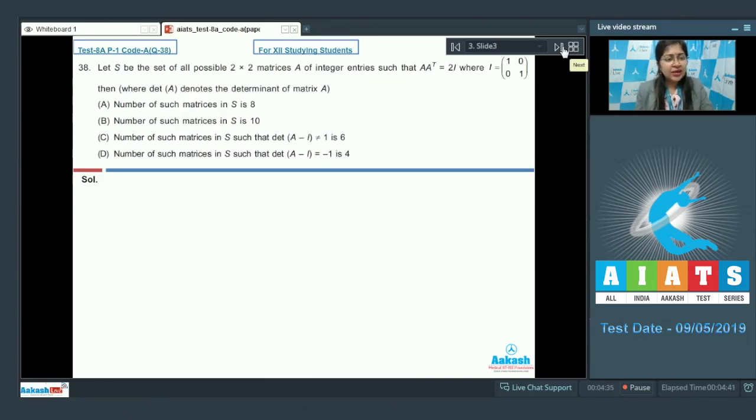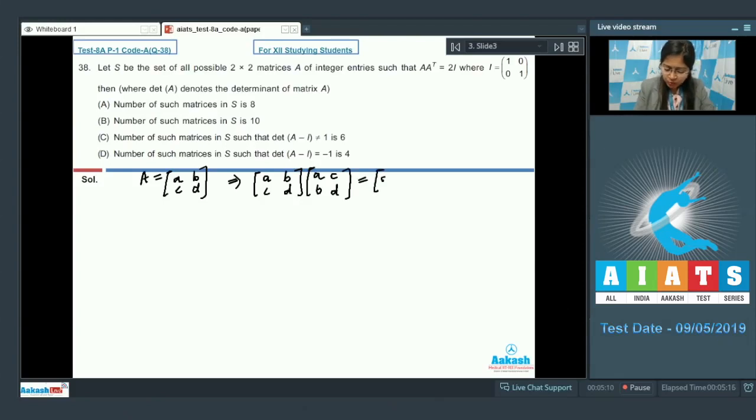Next is question number 38, which says that let S be the set of all possible 2 cross 2 matrices A of integer entries such that A multiplied with A transpose is equal to 2I, where I is equal to 1 0 0 1. Then we have to find the number of such matrices. So let us assume matrix A equal to a, b, c, d. It has been given that A multiplied with A transpose is equal to 2I.